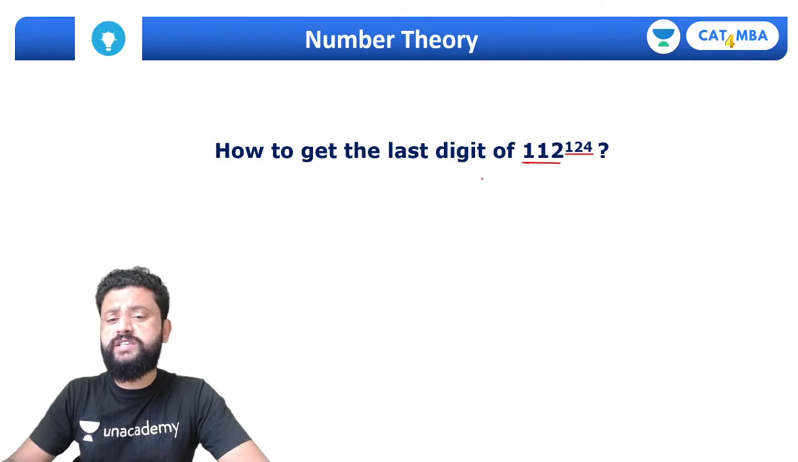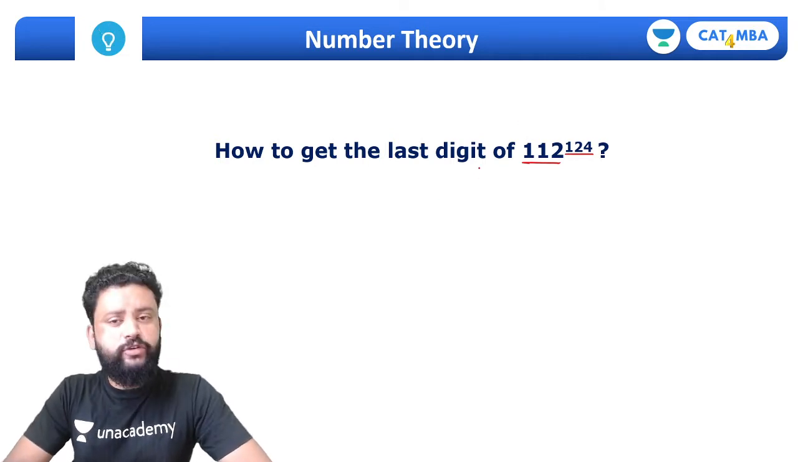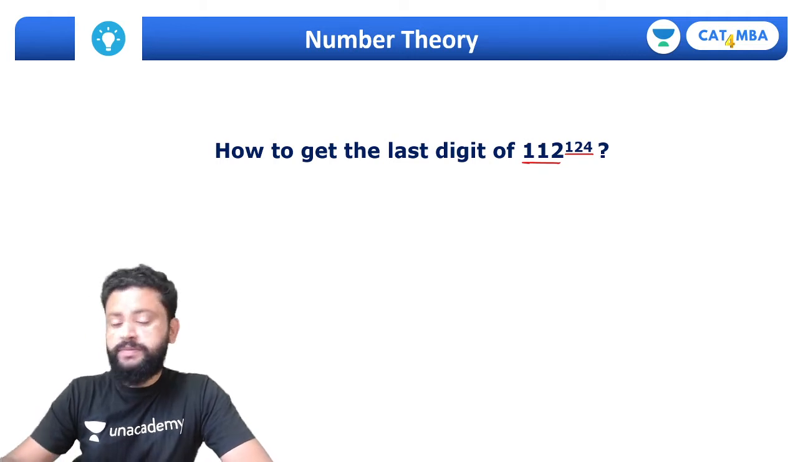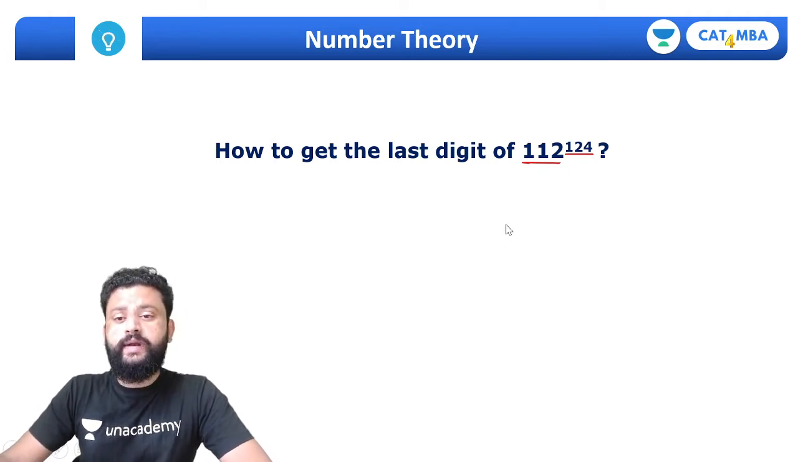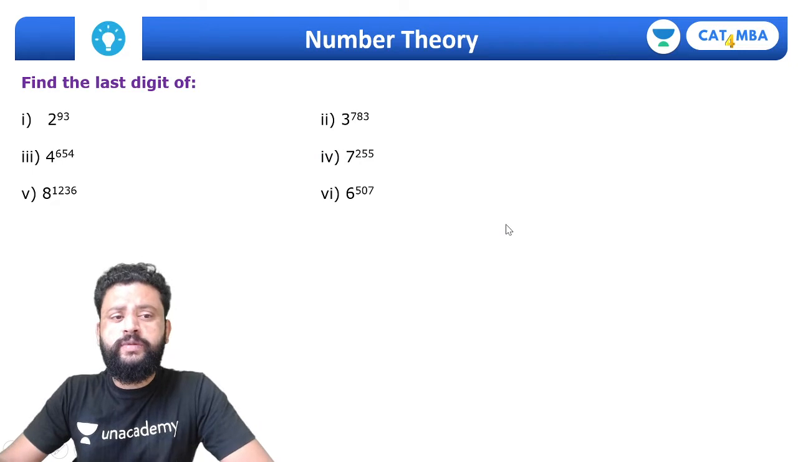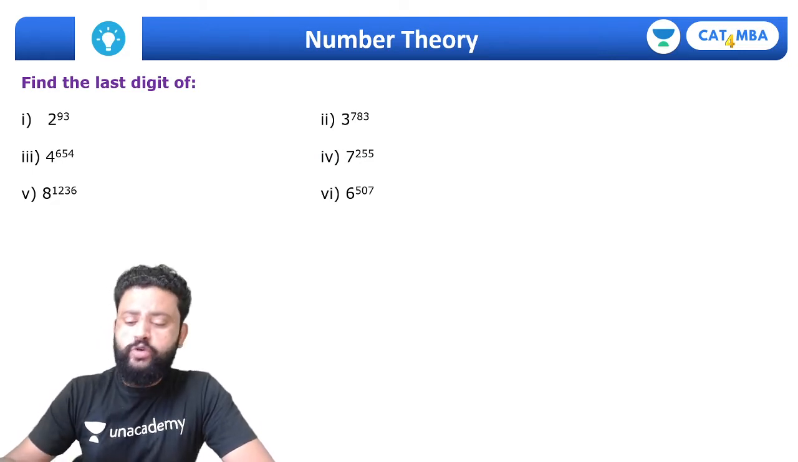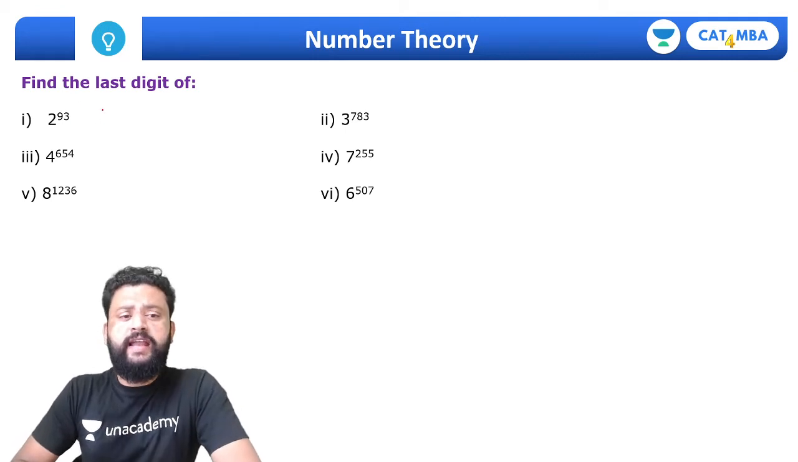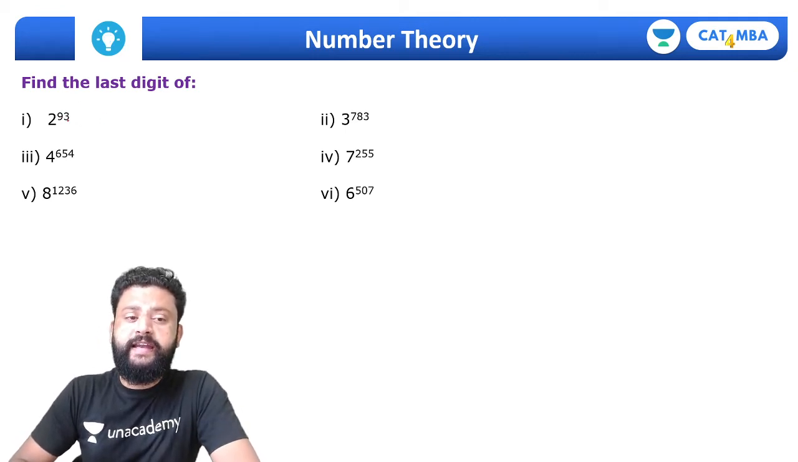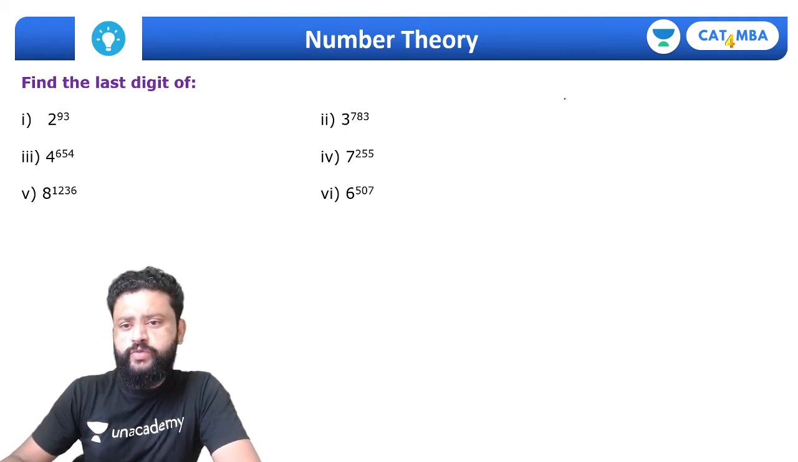To solve such type of question, you just need to understand the cyclicity of the number. So let's start with the concept and we'll come to the questions later. Okay, so we'll start with this. Let's say I need to calculate the last digit of 2 to the power 93. I'll just discuss powers of 2 first.